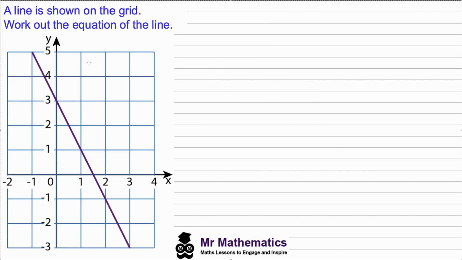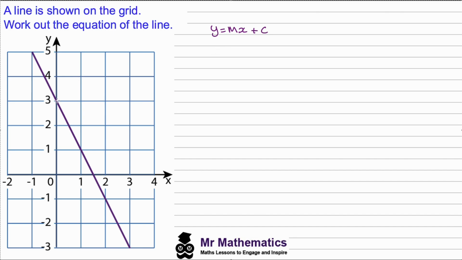Okay, so for our second example, we're told that a line is shown on the grid, this purple line here. We've been asked to work out the equation of the line. Again, we're going to use the form y equals m, the gradient, multiplied by x, plus c, the intercept. So do you want to try and find the gradient yourself? Pick 2 points on the line and find the change in y divided by the change in x.